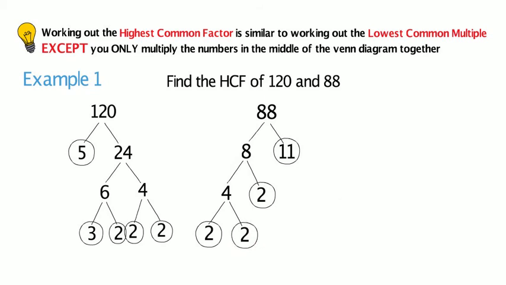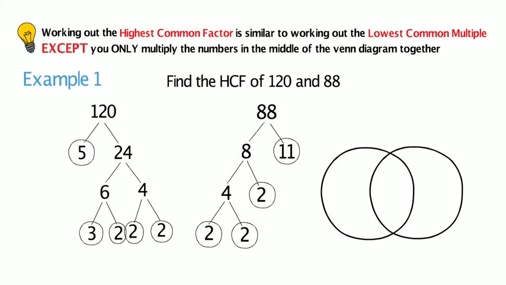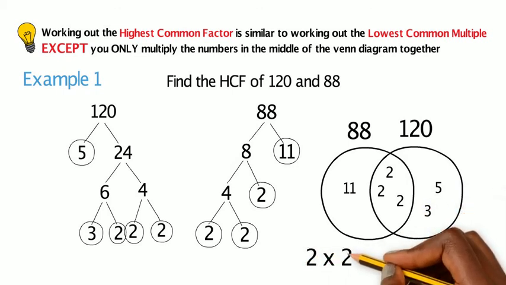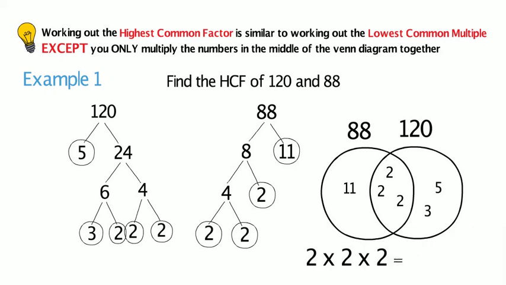And then if we draw our Venn diagram, same way as with the lowest common multiple so far, the methods have been similar. So label one with 88 and one with 120. Again, fill in your Venn diagrams. So they both have 3 2's in common. And then 88 has an 11, and 120 has a 5 and a 3. So because it's only just the numbers in the middle, it will be your answer of 8.